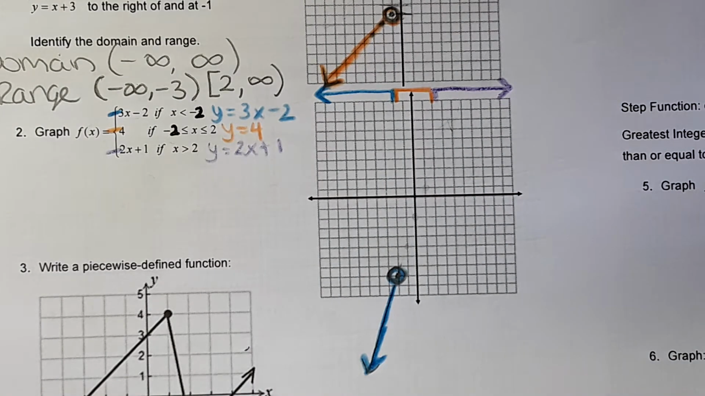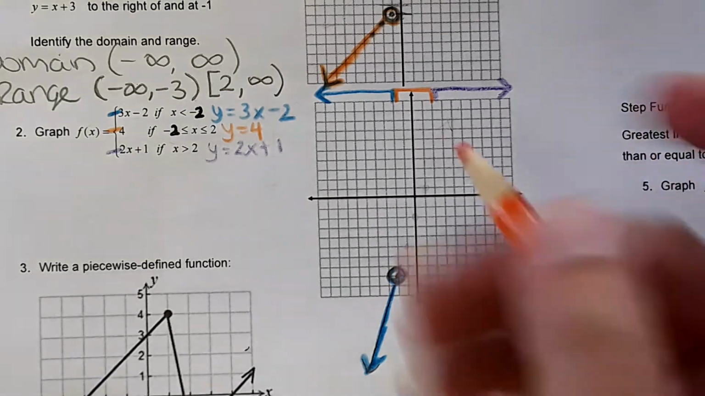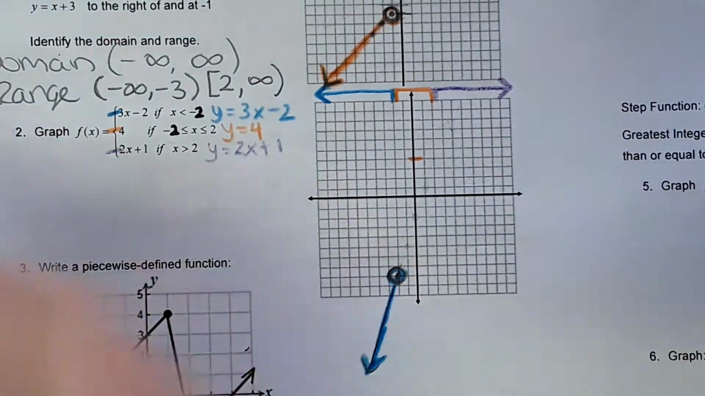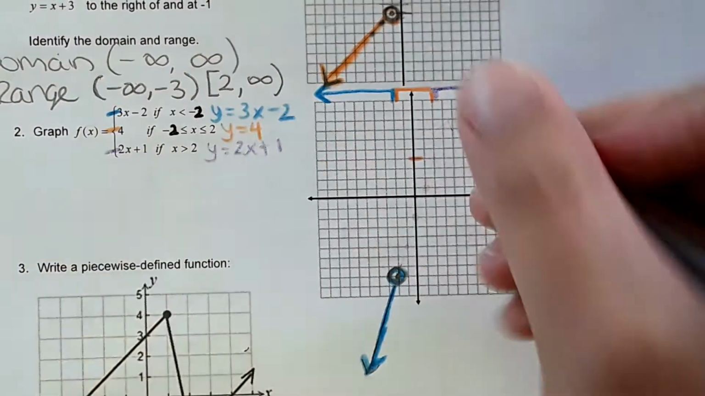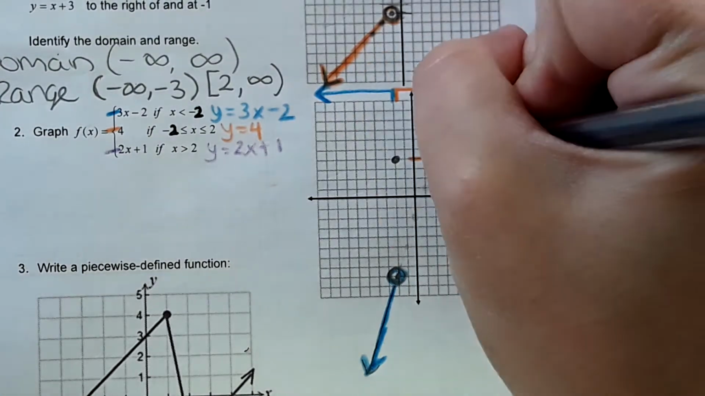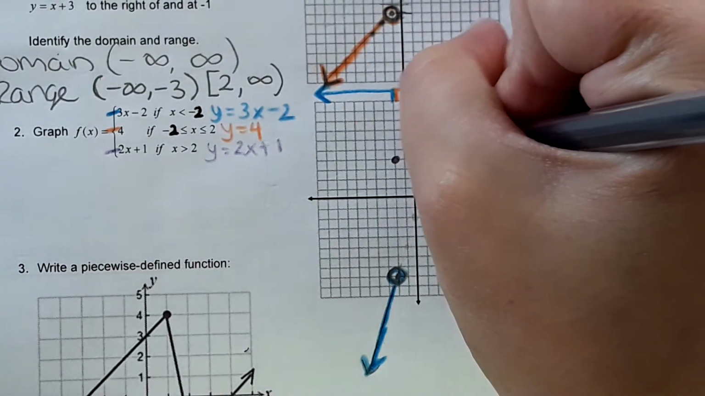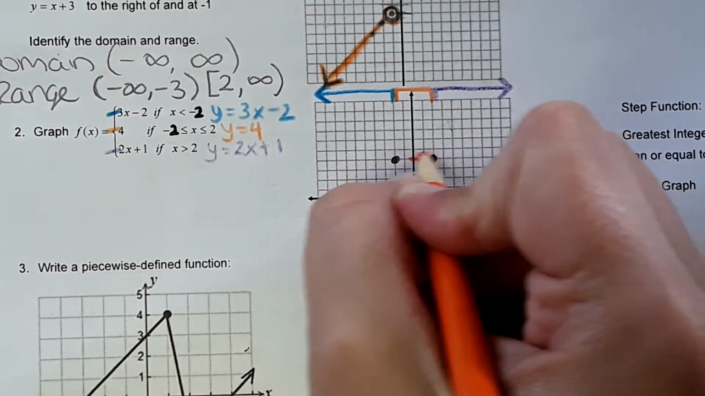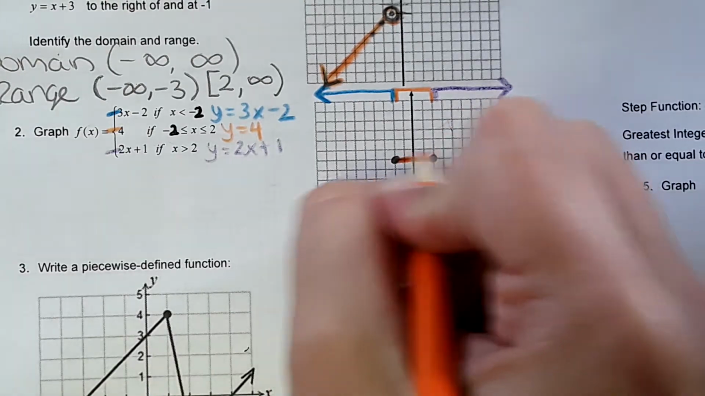Now, orange looks weird. It's just y equals 4. Y equals 4, 1, 2, 3, 4 would be right here. And it's just from -2 to +2. So it would be a closed dot here and a closed dot here, and it would be just a straight line in between those two closed dots.